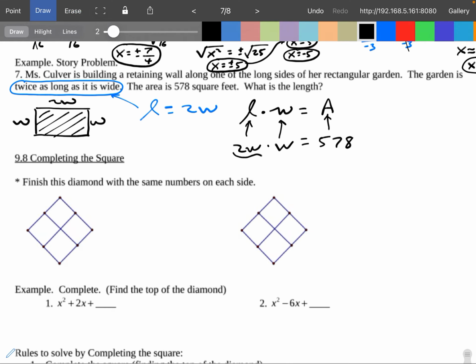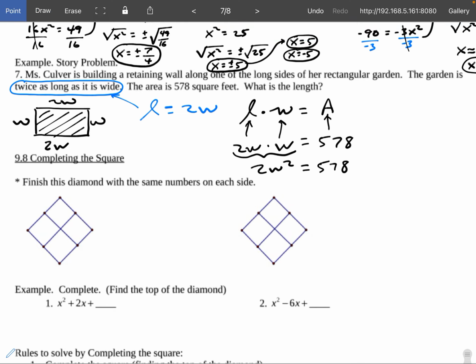Yes. Ethan says if you do 2W times W, you get 2W squared equals 578. This side over here is supposed to be a 2W. All right, and now it's just like all the other problems we did once we got it to that point. So we got to get the variable squared by itself. So what do I do?